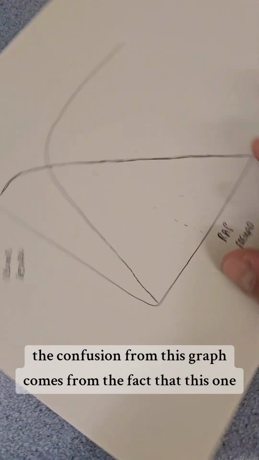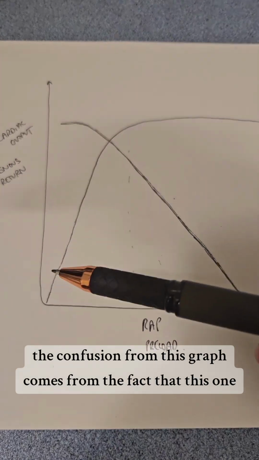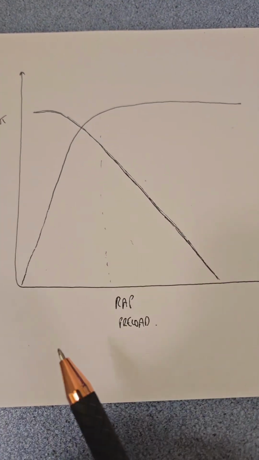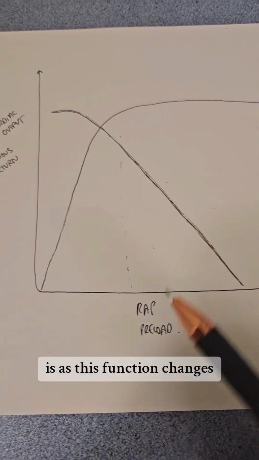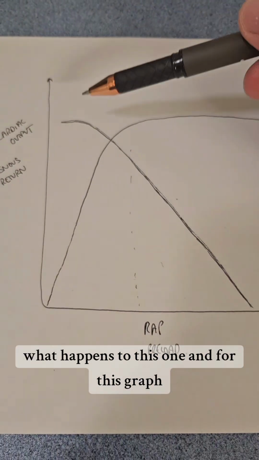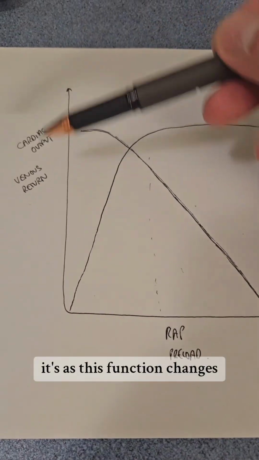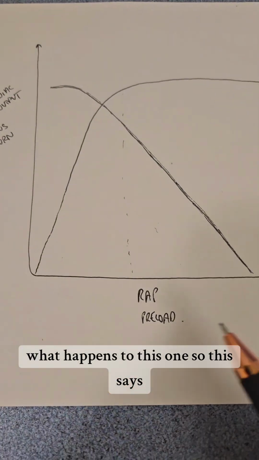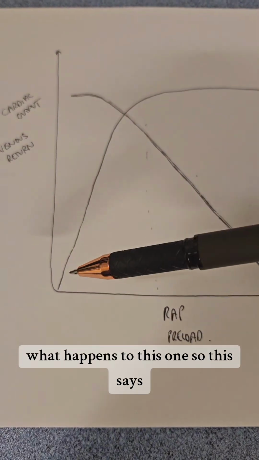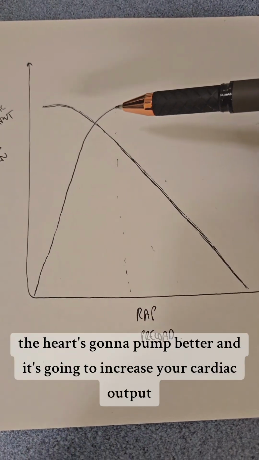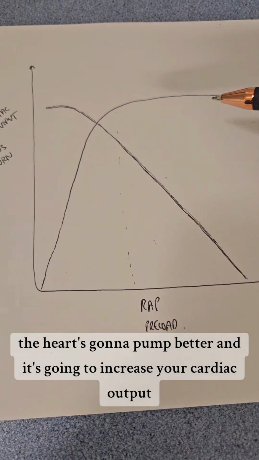The confusion from this graph comes from the fact that this one is, as this function changes, what happens to this one, and for this graph, it's as this function changes, what happens to this one. So this says, as you give more preload, the heart's going to pump better and it's going to increase your cardiac output.